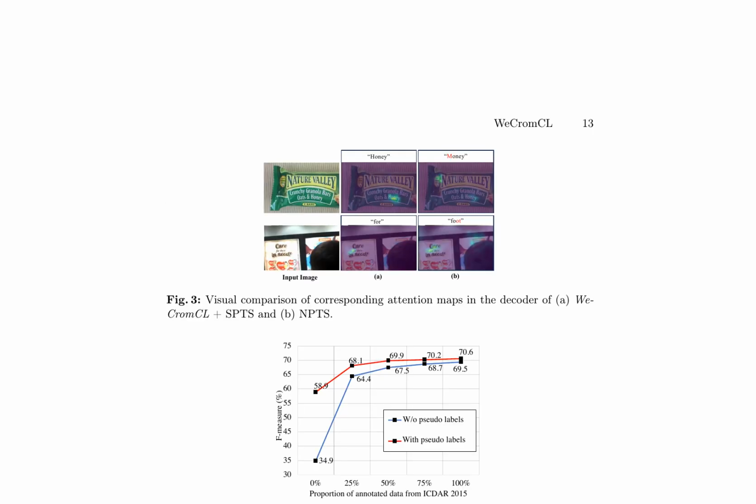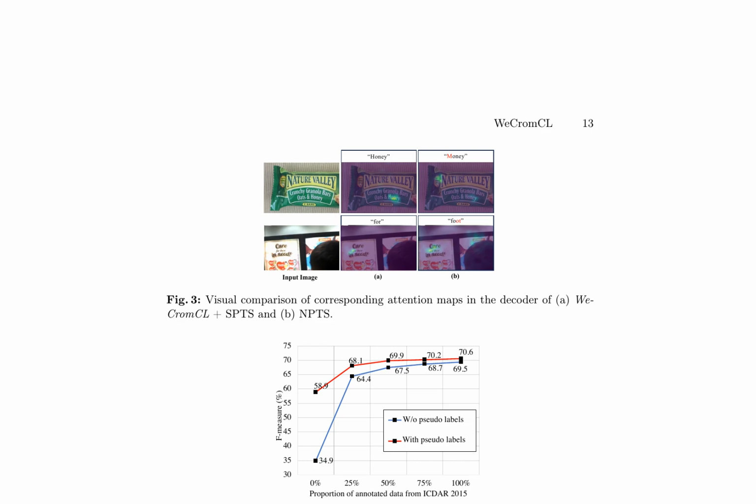WeCromCL, a novel approach, significantly enhances the performance of fully supervised spotting methods by generating pseudo-location labels from text-image pairs without annotations. A visual comparison of attention maps between WeCromCL plus SPTS and NPTS demonstrates the superiority of WeCromCL. This is achieved through its ability to create accurate pseudo-labels, which in turn improve the performance of the fully supervised single-point spotter. The pre-training and fine-tuning process of SRSTS-v2 on synthetic and real datasets is also explored. Results show that WeCromCL can substantially enhance recognition performance, particularly with sufficient pseudo-labeled data.